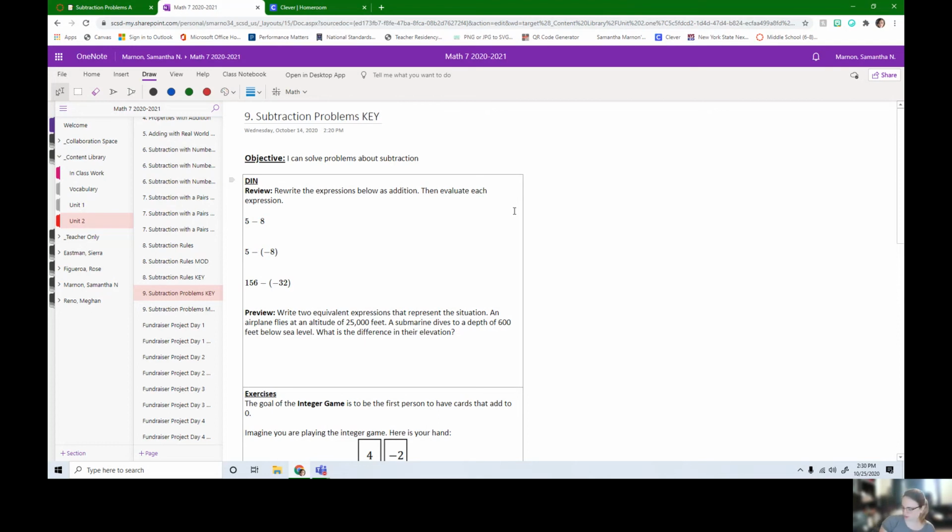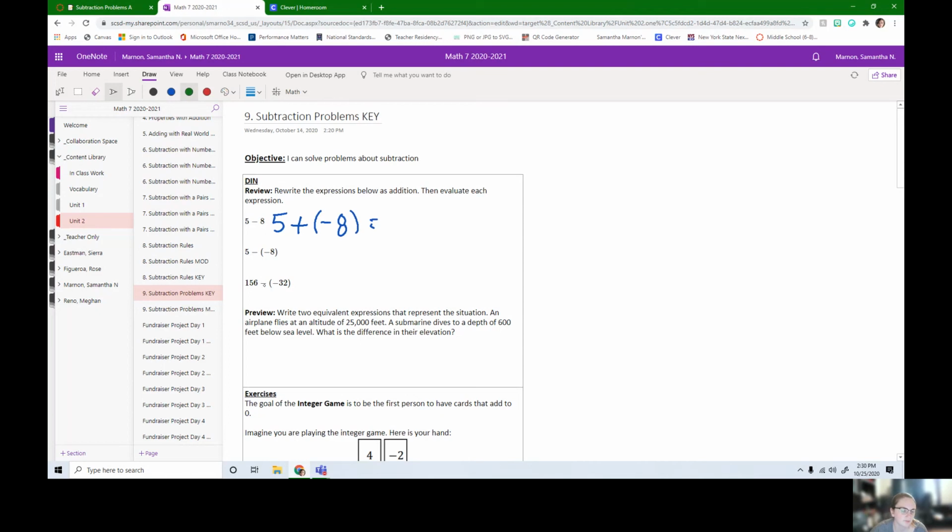Okay, so we're going to do this first one. We have to just rewrite and then evaluate. So I'm going to rewrite all of them first. So if that's the part that got you stuck, you can still evaluate on your own. So 5 minus 8. We're going to use leave, change, change. So we're going to leave the 5 alone. Change subtraction to addition, and change positive 8 to negative 8. And then find out what that equals.